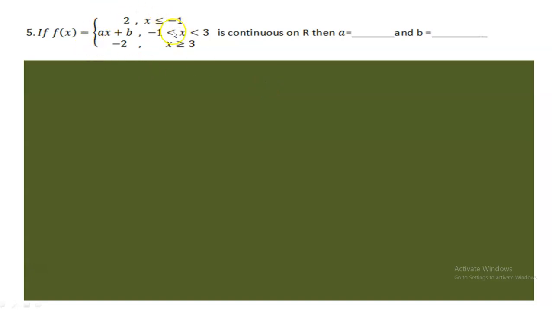So your function is a piecewise function. It has been defined this way. So if it is continuous on the set of real numbers, then you are asked to find a and b. Okay, you are asked to find a and b. So how can this be done? So simple. What you need to do is bring the concept of continuity here.